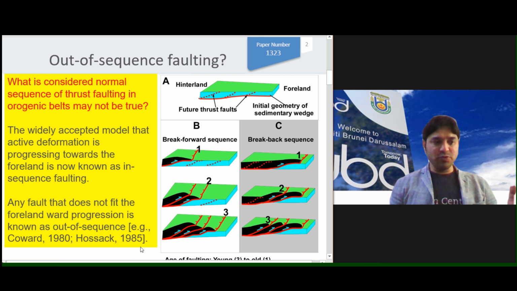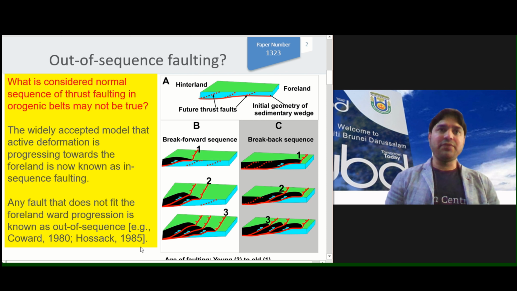So if you have a fault which is breaking in the hinterland area, then you'll be asking questions about why that is happening there. Therefore, the question is whether this widely accepted model, that active deformation is progressing towards the foreland, known as in sequence, makes sense. Any fault that does not follow the sequence is called out of sequence. The question is whether it makes sense or not.